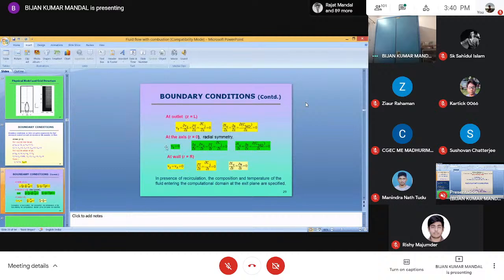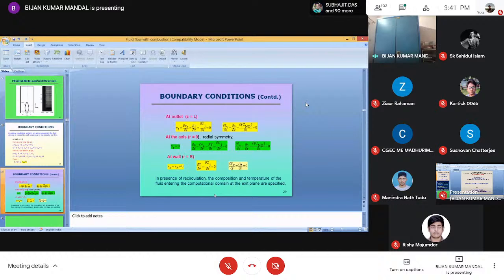At the axis, that is R is equal to 0, we have given for Z, now R. At the axis, it is radially symmetrical. Axis is symmetrical, so there cannot be any Vr, it cannot go from this side to this side. And also, this derivative will be 0 for all the other parameters. At the wall, what are the conditions? Vz is equal to 0. That is called the no slip condition, the famous condition in fluid mechanics. And Vr is equal to 0. That is the impermeable condition. It cannot go beyond that wall. And also these derivatives are 0.